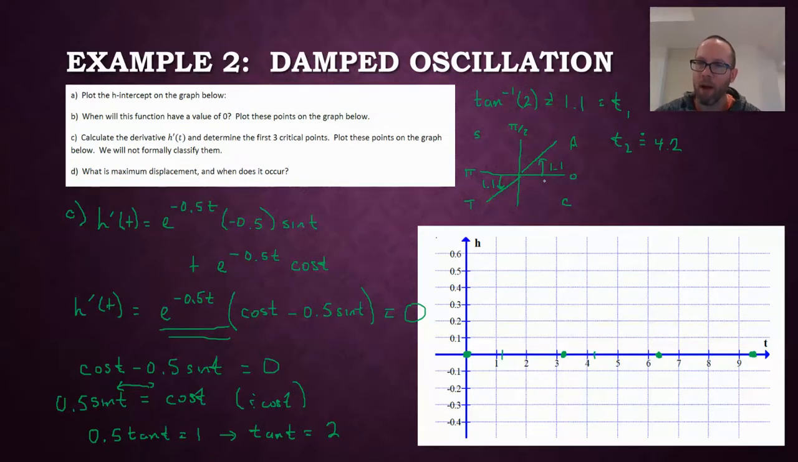And then a third time will be all the way back around, 2 pi plus 1.1. So 2 pi is 6.28 plus another 1.1, 7.38, or 7.4, I guess, if I'm going to one decimal place. So somewhere right about there.